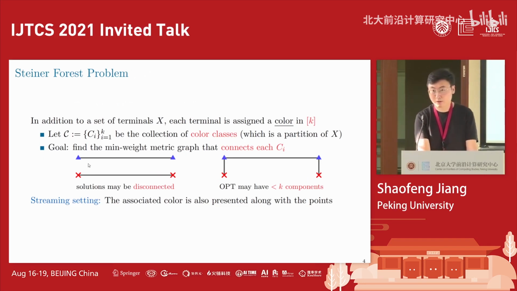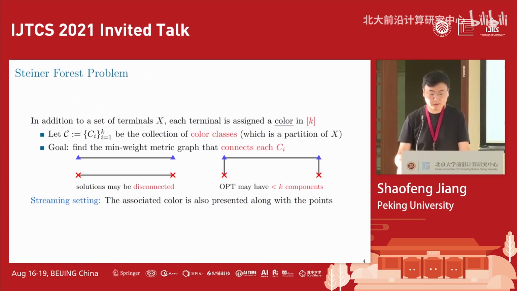So let's look at an example. Here, the blue triangle is one color, and the red crosses are another color. Okay, so this actually is a solution, right? Each of the colors is connected. But the thing is that this solution could be disconnected as a whole. And furthermore, even if k is larger than 1, the optimal solution could use just one component, like this. So really, the disconnectivity and the complication of components is the key challenge of this problem.